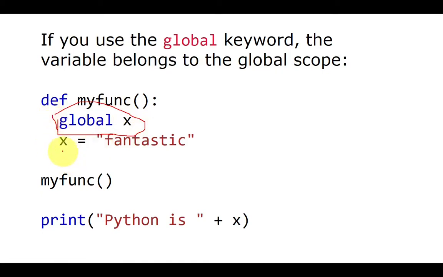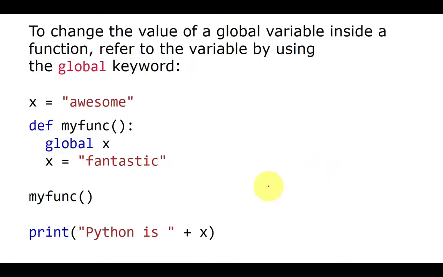So as we can see here, this is a local variable, but since we're now using global, then the name of the variable, which is x, becomes a global variable which can be used by other functions. To change the value of a global variable inside a function, refer to the variable by using the global keyword.